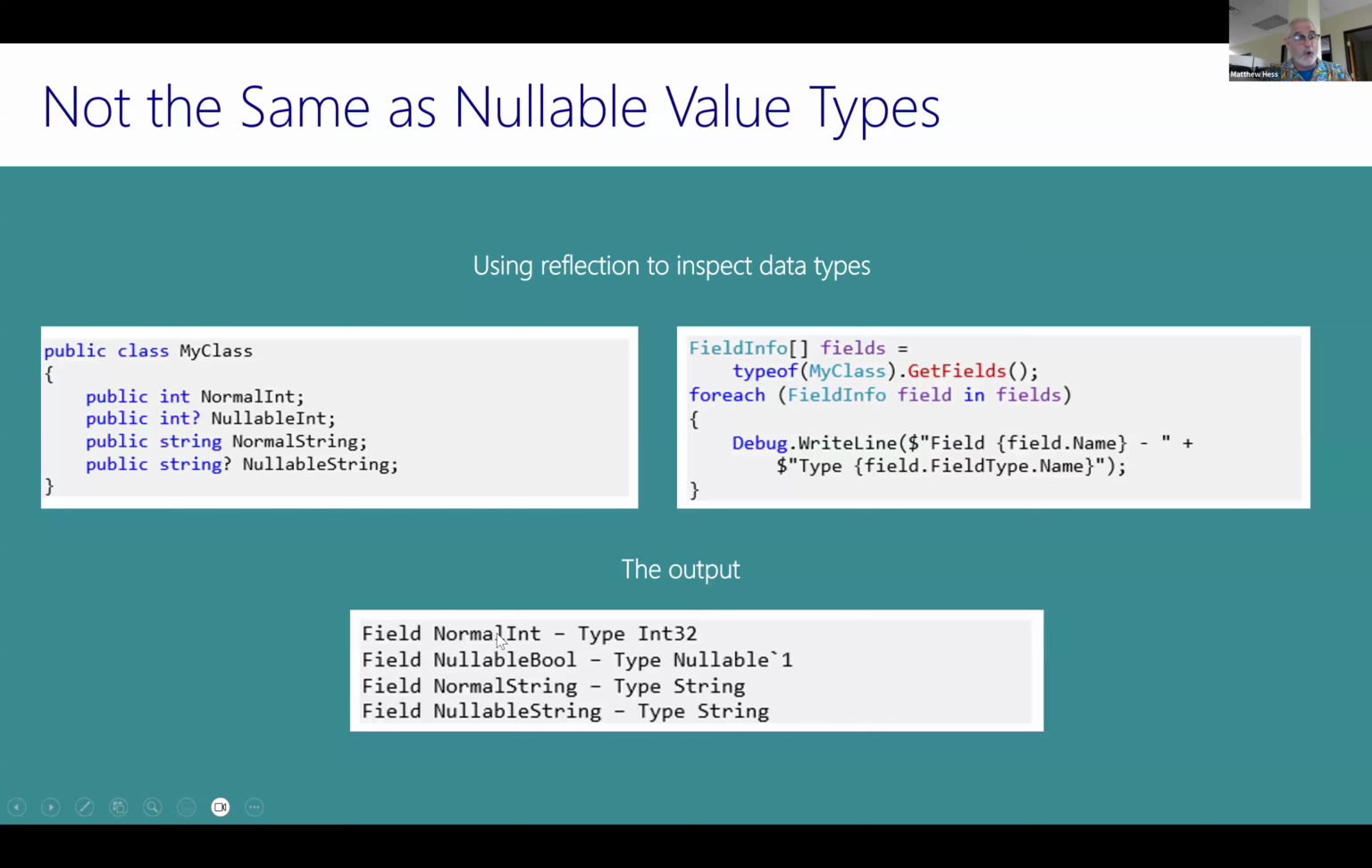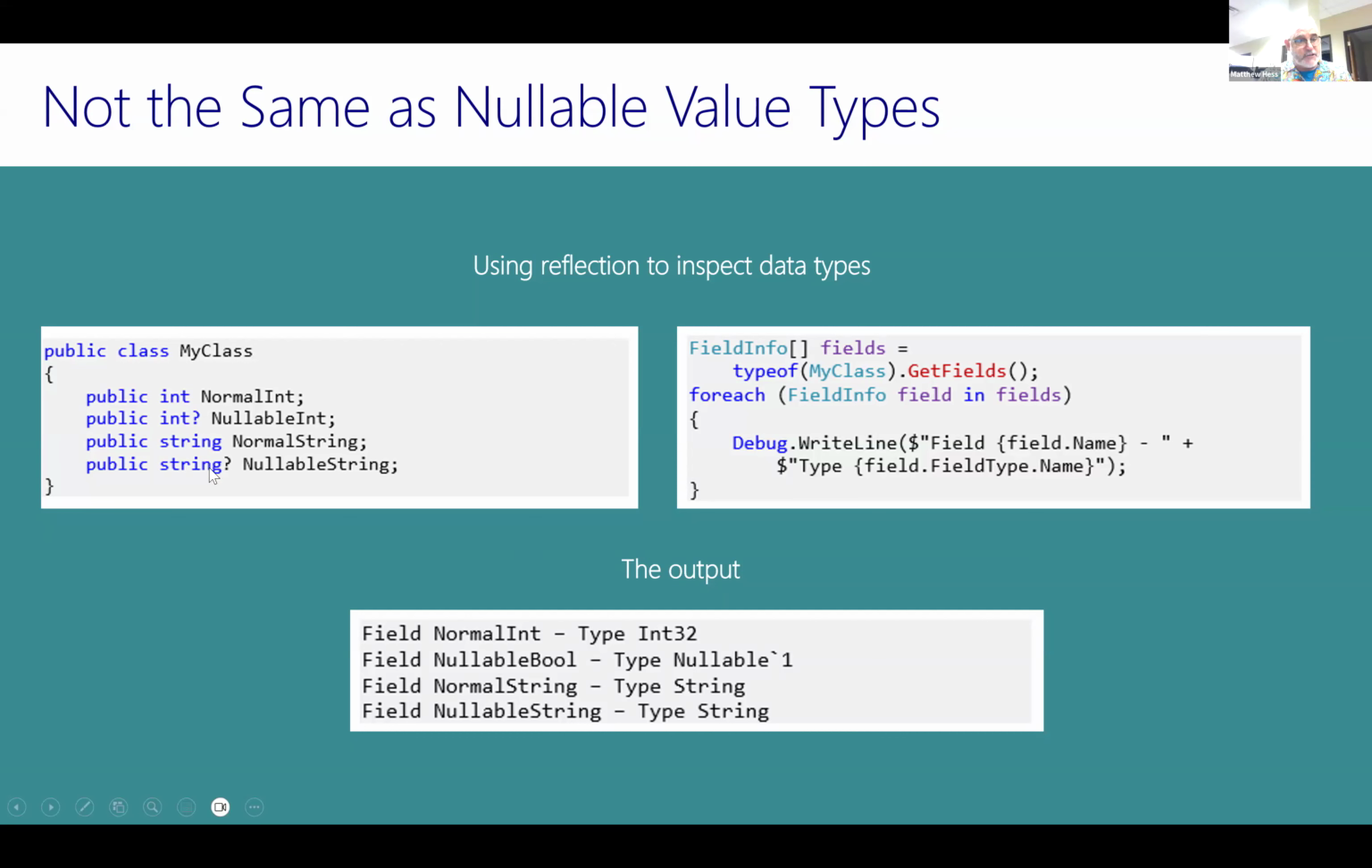So the data type of normal int is an int32. The data type of a nullable int, that's a typo, is the generic nullable tick one. Okay, it's this generic nullable kind of struct. The data type for your normal string is string, and the data type for your nullable string is string. It's not a generic nullable string thing. It does not actually change the data type.